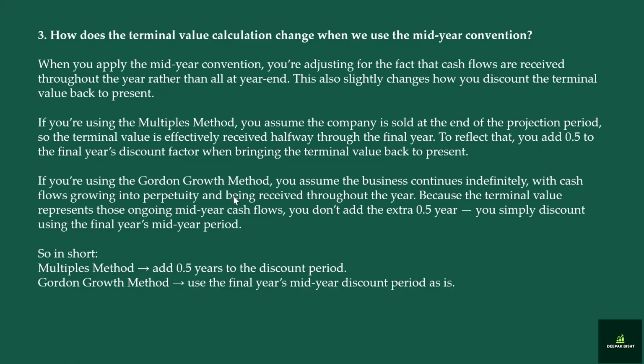When you are discounting a terminal value back to the present value, you use different numbers for discounting periods depending on whether you are using the multiple method or the Gordon growth method. Using the multiple method, you add 0.5 to the final year discount number to reflect the fact that you are assuming the company gets sold at the end of the year. In the Gordon growth method, you use the final year's discount number as is, because you are assuming the cash flows grow into perpetuity and are still received throughout the year rather than at the end of the year.